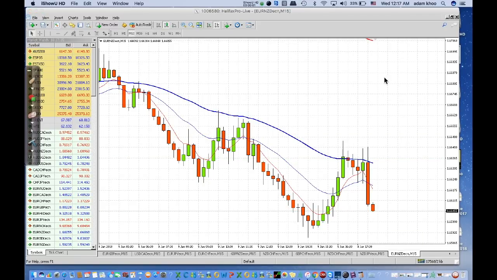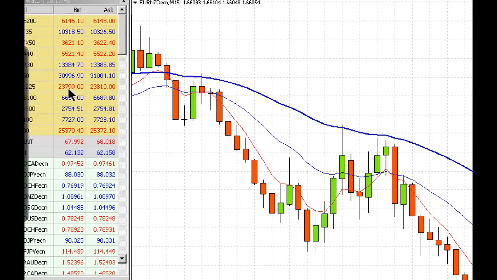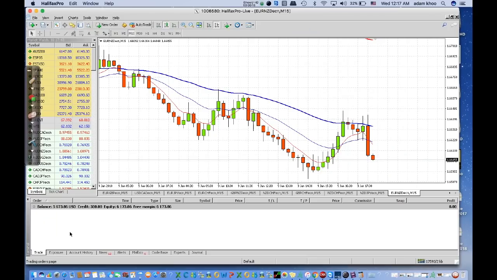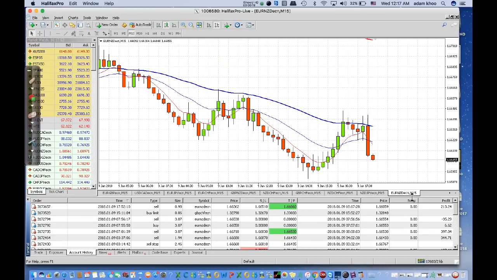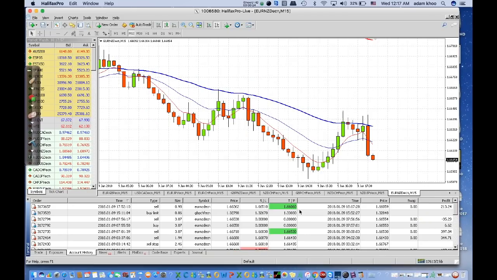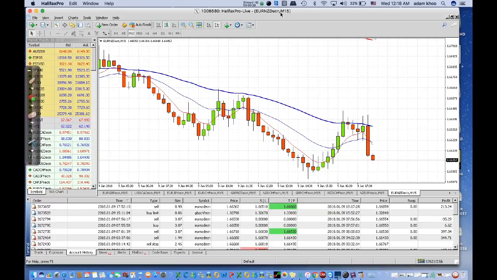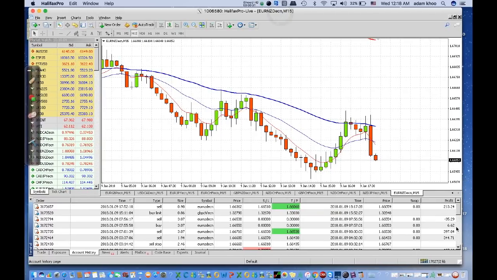Okay, so happy to report that it has hit my profit target, as you can see. Once it's hit the profit target, you can see all the lines are gone. I'm going to go to View, Terminal, and let me go to my account history. So there we go. We have exited with a maximum profit of $213. It hit our target price, so it's in green over there. Okay, and you can see, by the way, these are the recent trades I've done for this particular month.